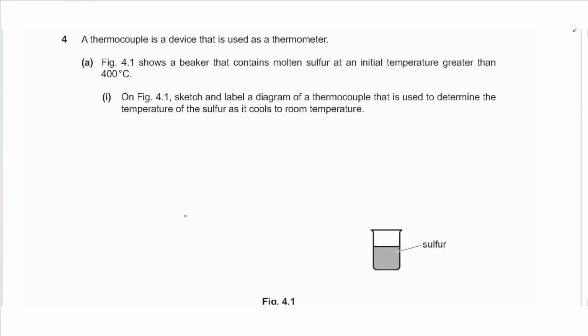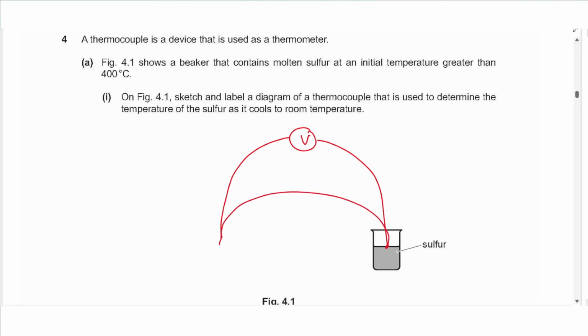Part A says, figure 4.1 shows a beaker that contains molten sulfur at an initial temperature greater than 400 degrees Celsius. On figure 4.1, sketch and label a diagram of a thermocouple that is used to determine the temperature of the sulfur as it cools to room temperature. So we have here a voltmeter with two wires, and at the ends of the wires we connect another wire, and we call this the hot junction and the other one the cold junction.